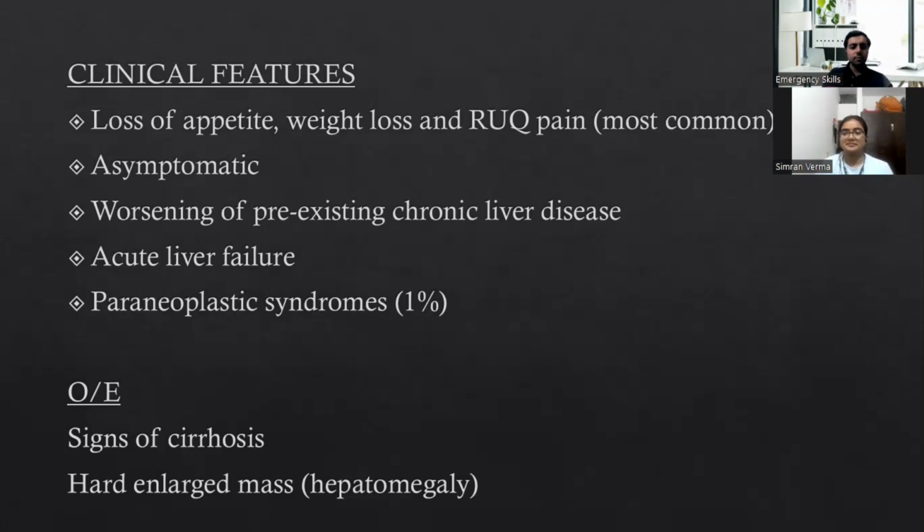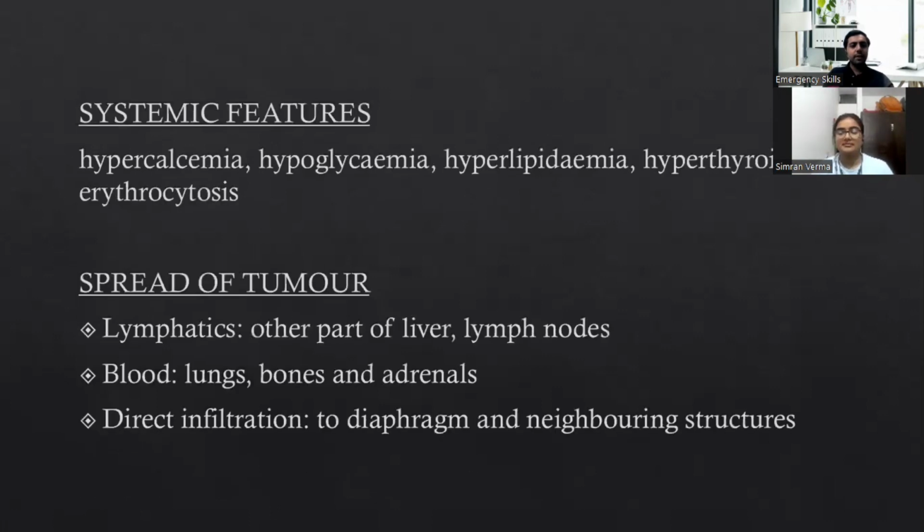Then moving on to systemic features. These are related to cirrhosis only, like hyperglycemia and hypoglycemia, because the liver is not functioning. All the functions of the liver, such as detoxification and gluconeogenesis, will be hampered. So we can have hypercalcemia, hyperglycemia, hyperlipidemia, hyperthyroidism, and also erythrocytosis.